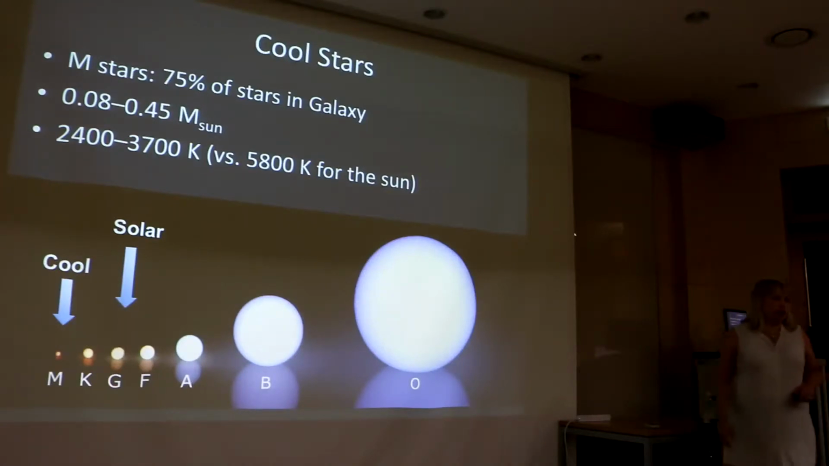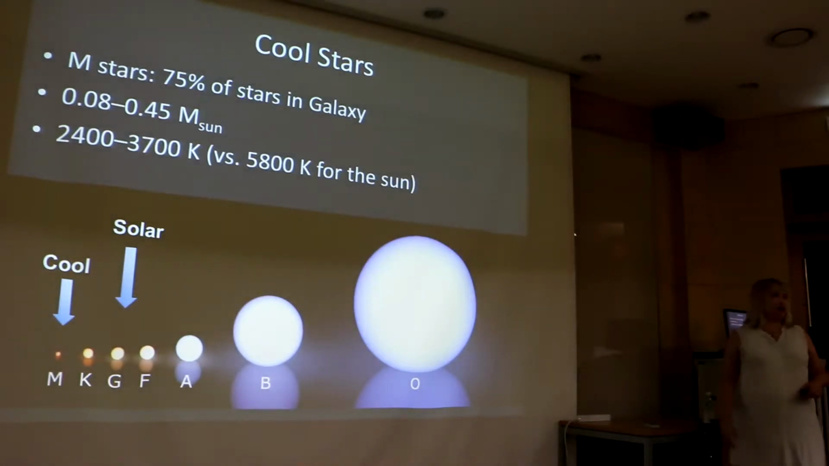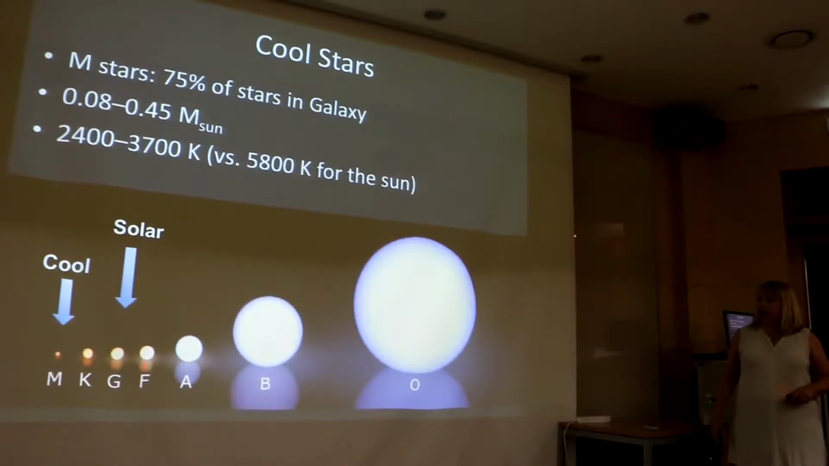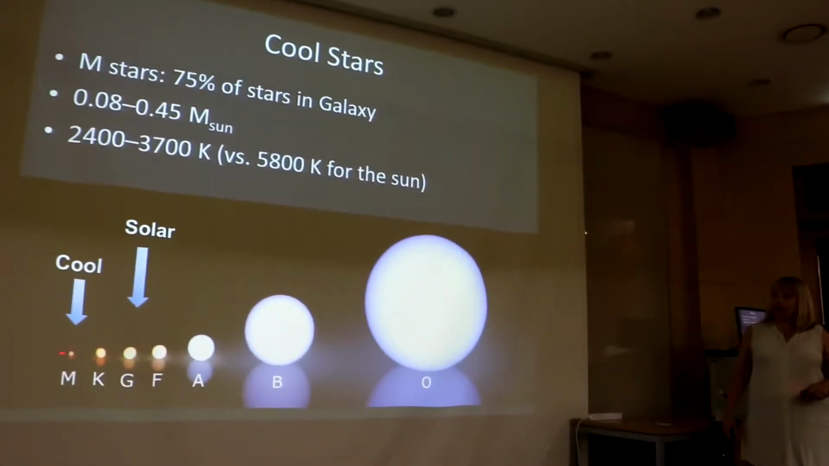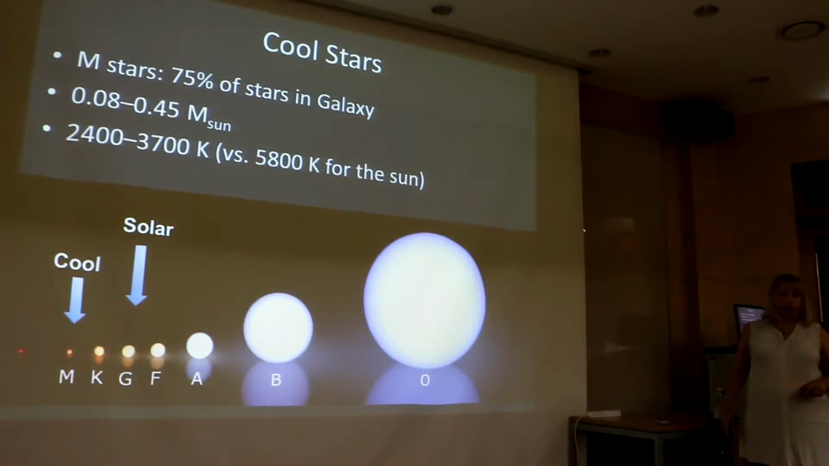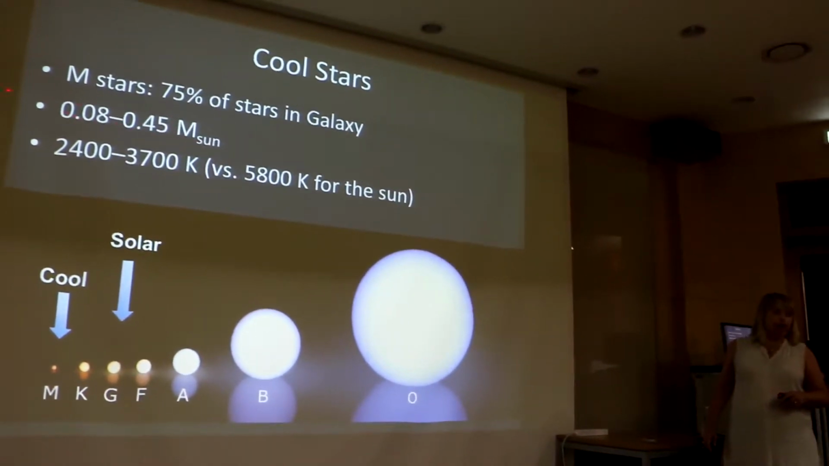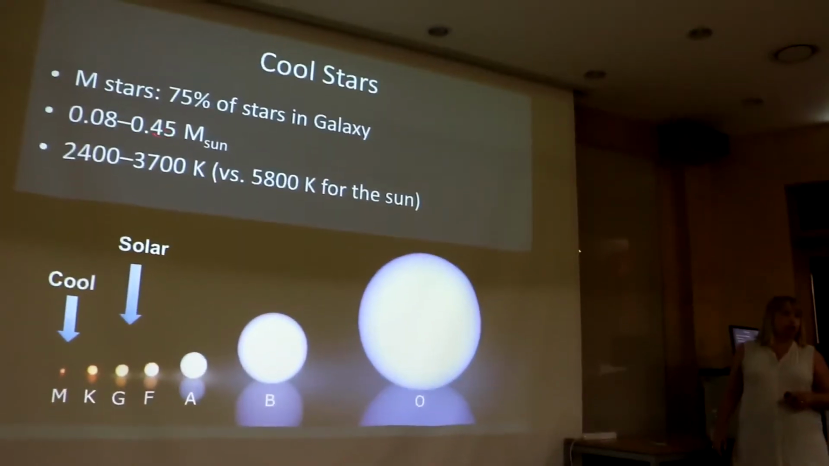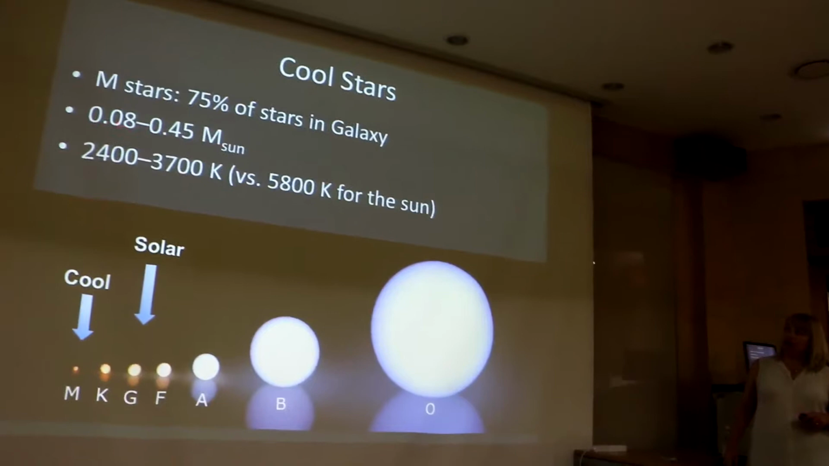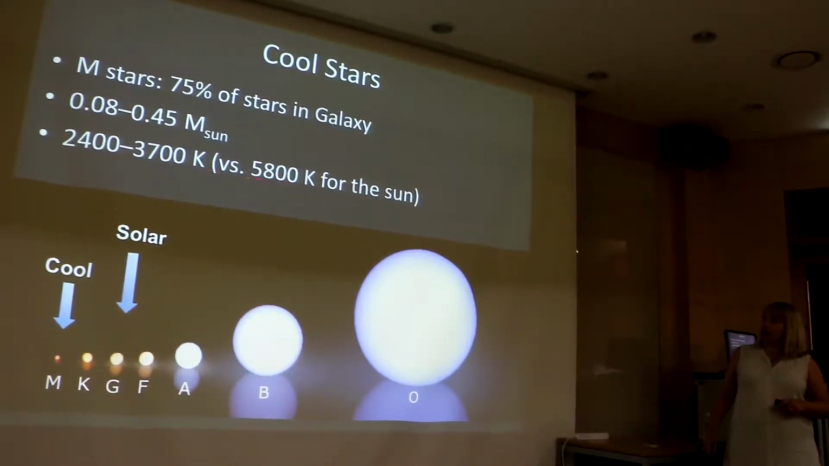To remind you, the other reason why cool stars are interesting and we may find planets there is that there are many more of them. The sun is a G-type star, it's here, and then you get cooler. These stars are cooler, they're smaller, but M stars are much more common. 75% of the stars in our galaxy are cool stars. By that I mean that they are smaller, less massive than the sun, half one solar mass down to almost 1/100th, and they're cooler. So compared to the temperature of the sun, they're much cooler.